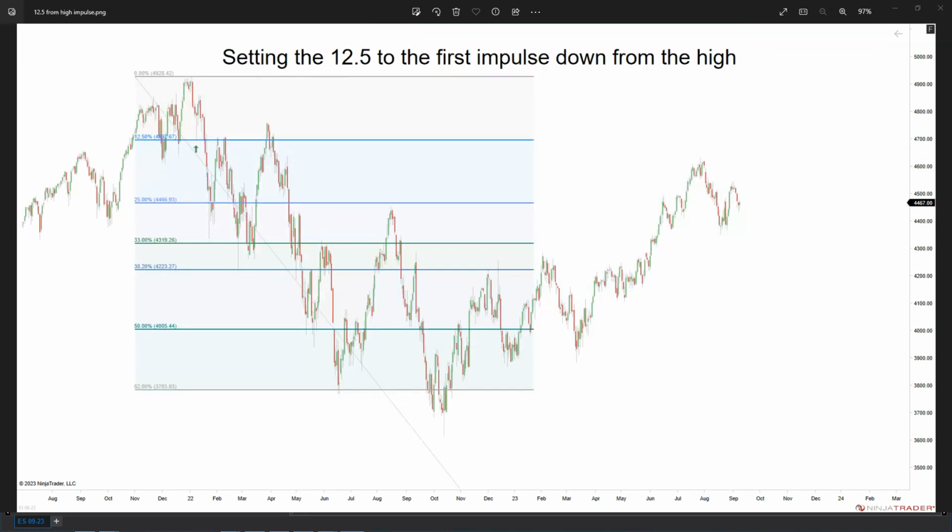Let's switch to another example and take a look at a move down off of the recent high. Now here's a chart. I'm going to work off of the high from December of 21, which at that point was the all-time high. And I'm going to take the first impulse down. So in the last example, I took the last high into the low. In this particular case, I'm going to take the first initial push down and set that as my 12 and a half point. Then you can see how the market worked off of those levels going through there.